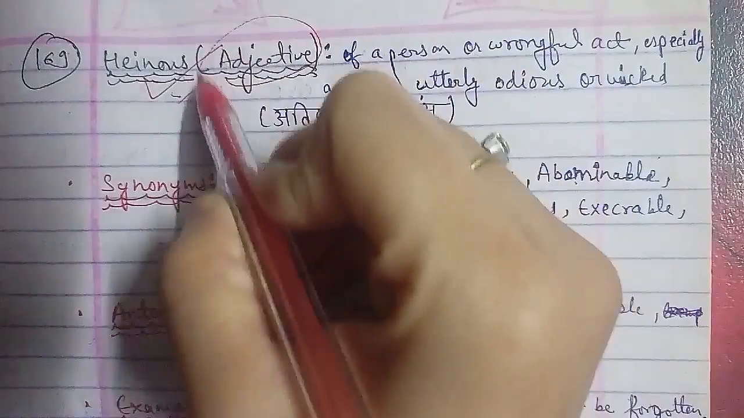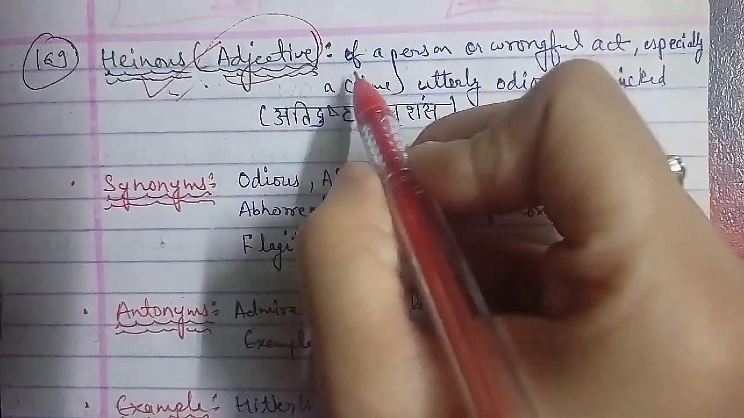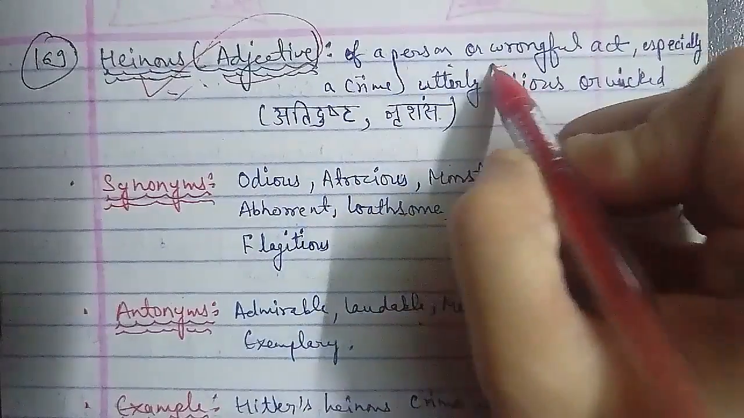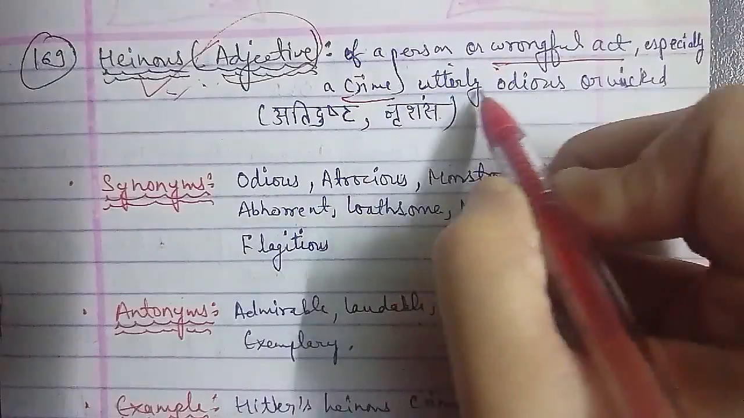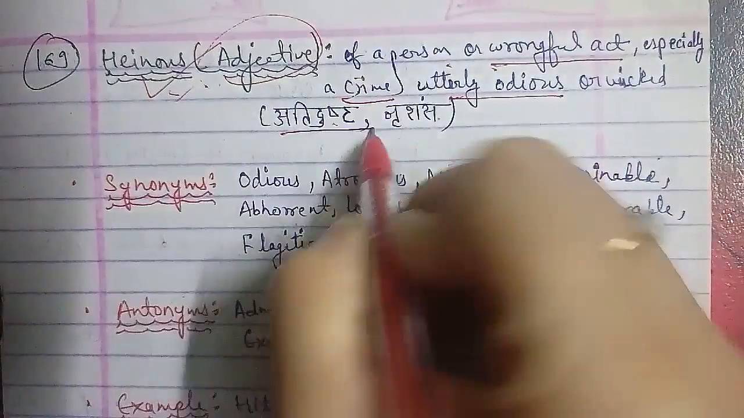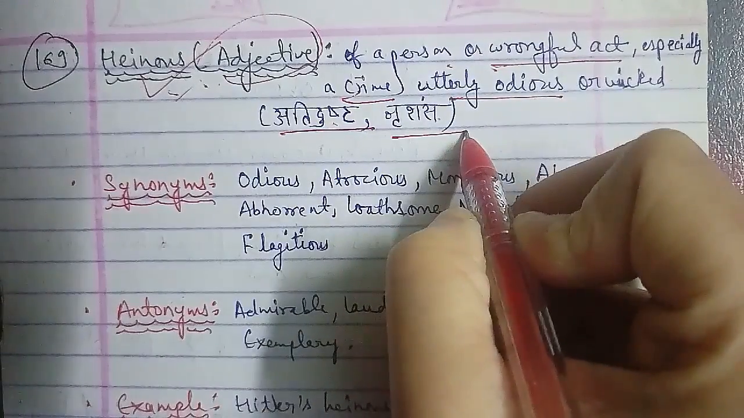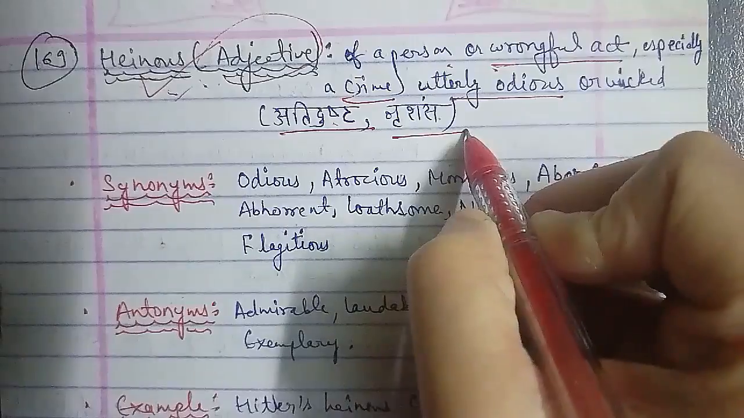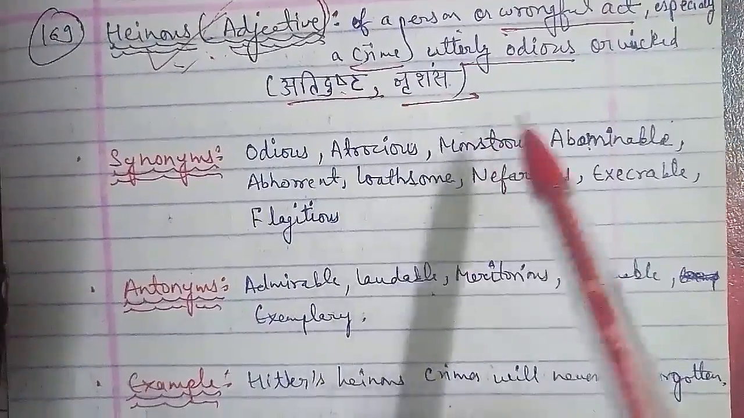The antonyms of heinous are admirable, laudable, meritorious, estimable, exemplary. Now the example of heinous is: Hitler's heinous crime will never be forgotten.